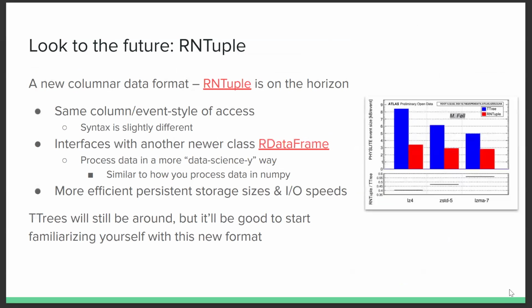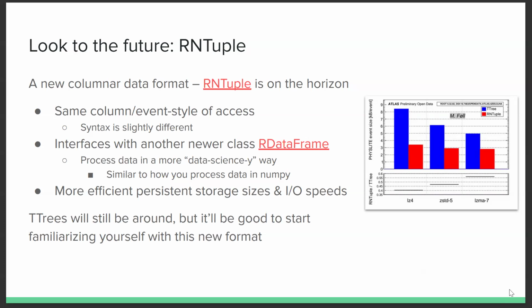Okay, now I think I'm almost done here. And a look to the future, after giving you all this nice information about TTrees, there's a new beast coming down the line called RNTuple. And ROOT is heavily pushing for everybody to use this. It's a new columnar data format, and from what I looked at, it is basically the same column and event style of access. The syntax is just slightly different.